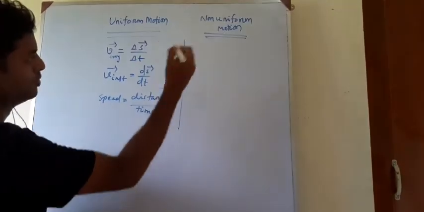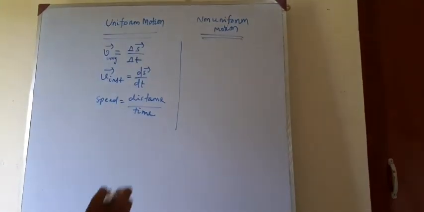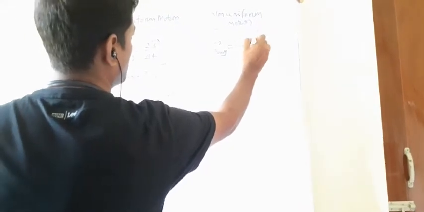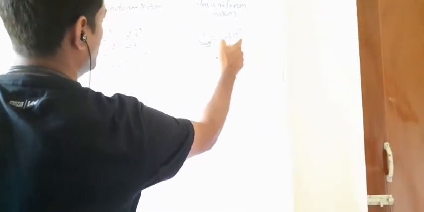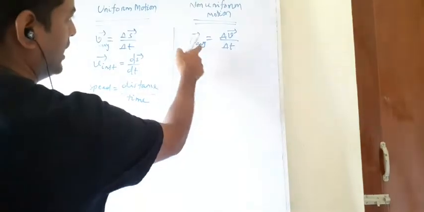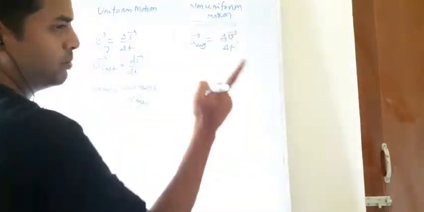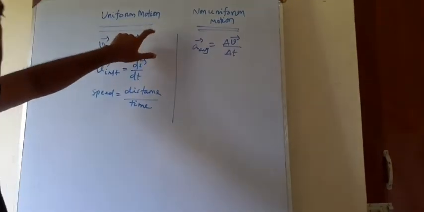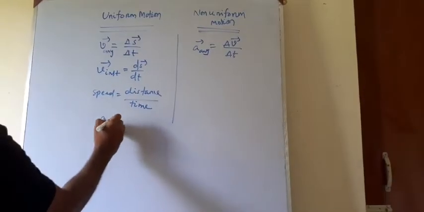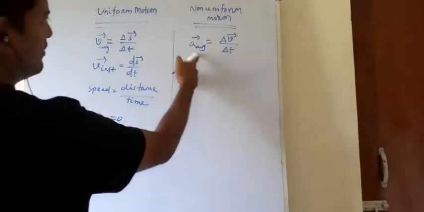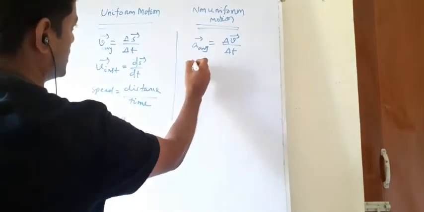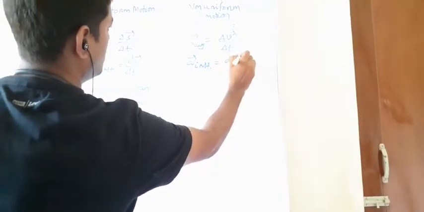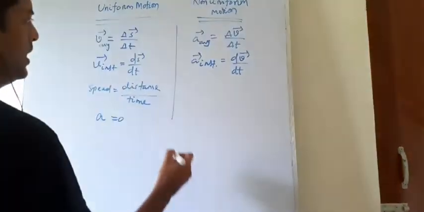But in case of non-uniform motion, what are the formulas? The first important formula, average acceleration, which I have already discussed in my previous video, equal to change in velocity by change in time. When change in velocity is 0, average acceleration is 0, so change in velocity 0 means velocity constant. So it is no more a non-uniform motion, it will become a uniform motion. So in case of uniform motion, acceleration is 0. Average acceleration equal to change in velocity with respect to change in time, and instantaneous acceleration equal to small change in velocity with respect to small change in time.